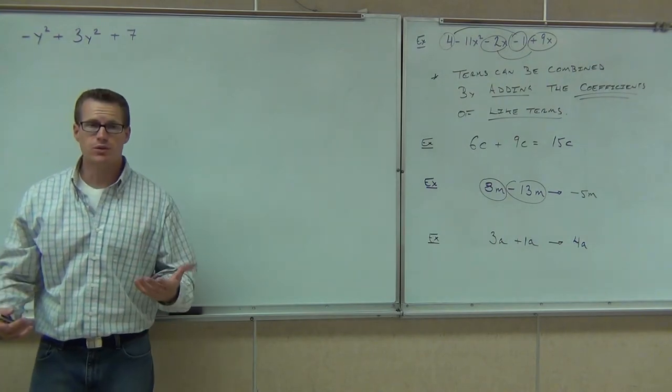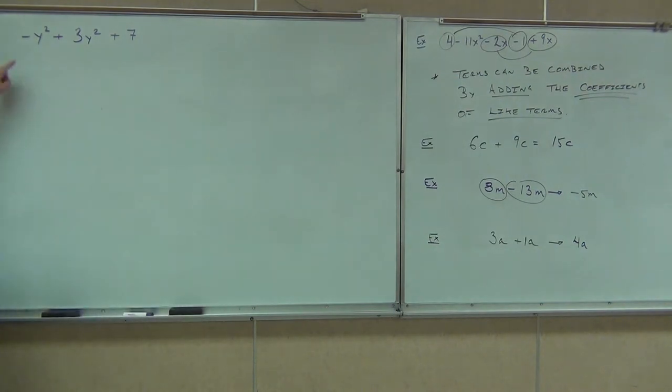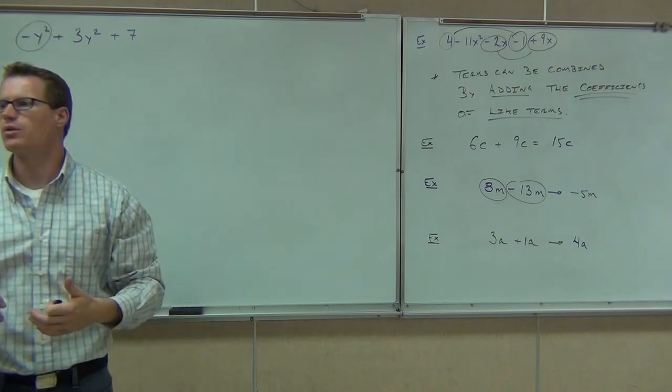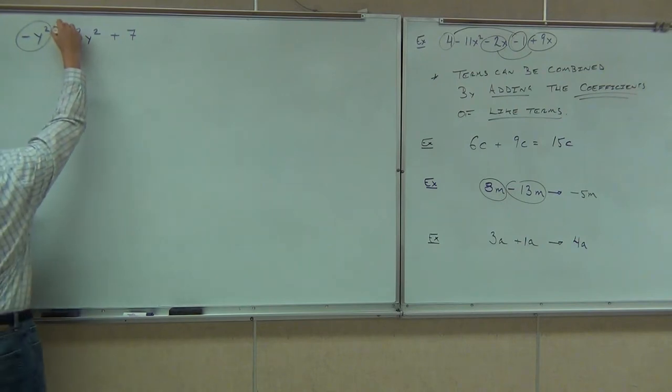Yes. Typically, when we deal with a combine-like-terms type of problem, we start on the left-hand side, and we look at this term and ask, are there any like terms with this one? Yes. When we answer that question, we circle it with its sign, and then we circle any other like terms along with it. So what's the like term with negative y squared? 3y squared. We're going to circle that term with the sign.